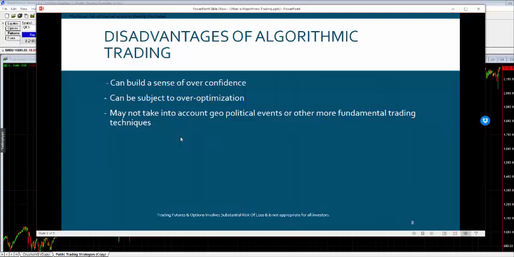I know a lot of our visitors to the website have no idea what algorithmic trading is, and so this is a very basic view of what it is along with the example.